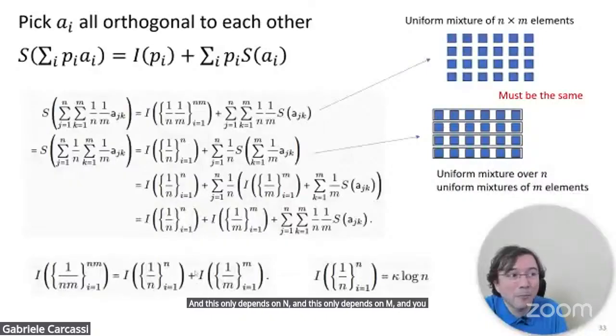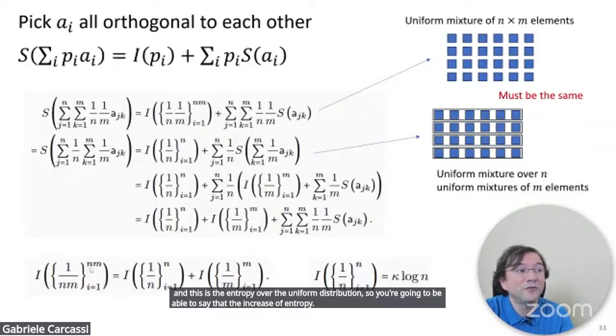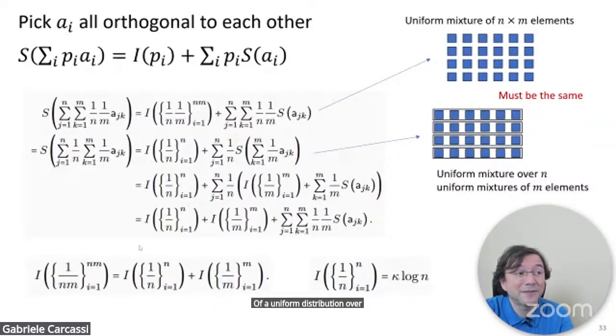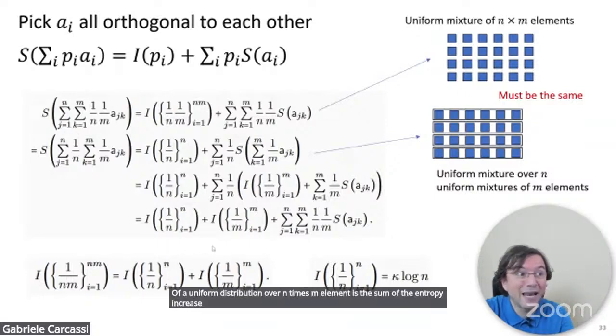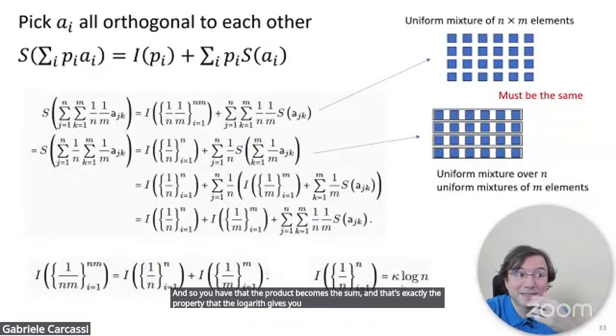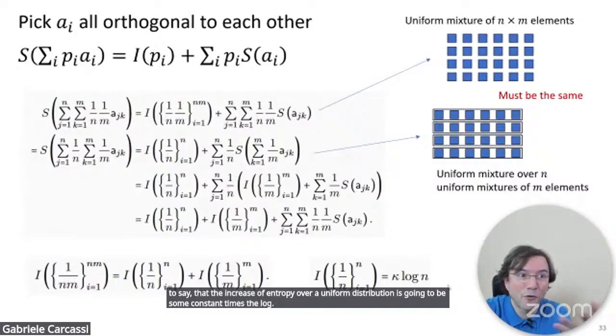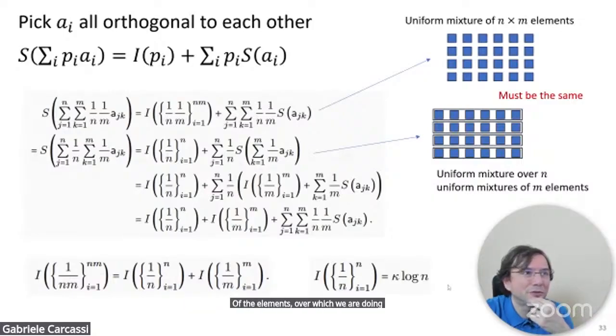And you have a sum here, and this is the entropy over the uniform distribution. So you're going to be able to say that the increase in entropy of a uniform distribution over n times m elements is the sum of the entropy increase of a distribution of n elements and of m elements. And so you have that the product becomes the sum, and that's exactly the property that the logarithm gives you. That's what's going to let you say that the increase of entropy over a uniform distribution is going to be some constant times the log of the number of elements over which we are doing the uniform distribution.